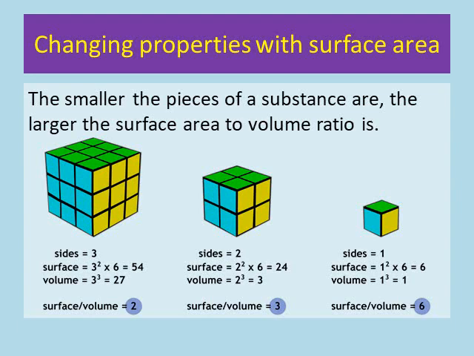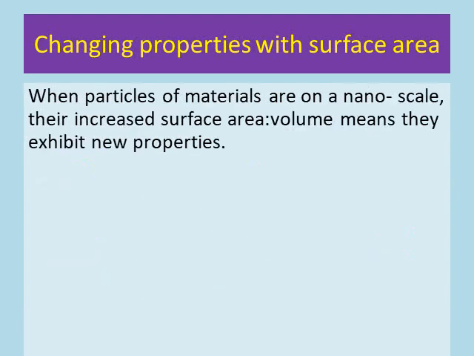So they've done 1 squared times 6, because that's the area of one of the squares, and then it's times by 6 because there are 6 sides on the cube, so that's given them 6. And then the volume is 1 cubed, which is just 1. So because this is a lot smaller, the surface area to volume ratio is going to be bigger, because this one is 6, whereas the bigger one over on the left hand side is 2. So the smaller the particle, the larger the surface area to volume ratio.